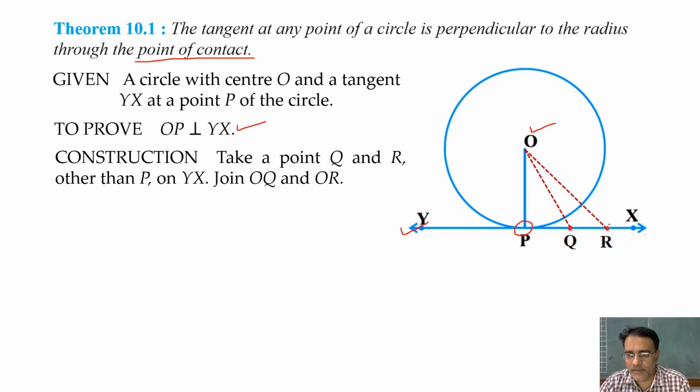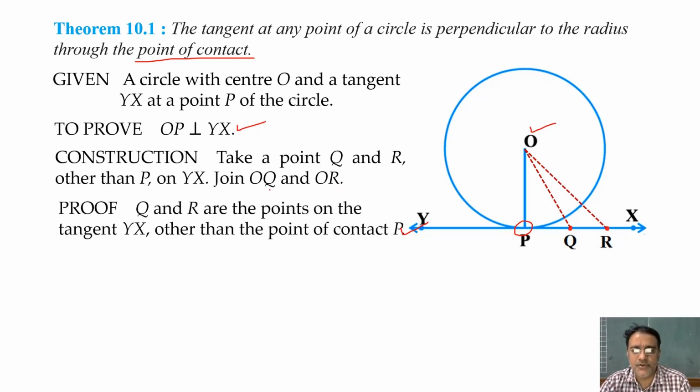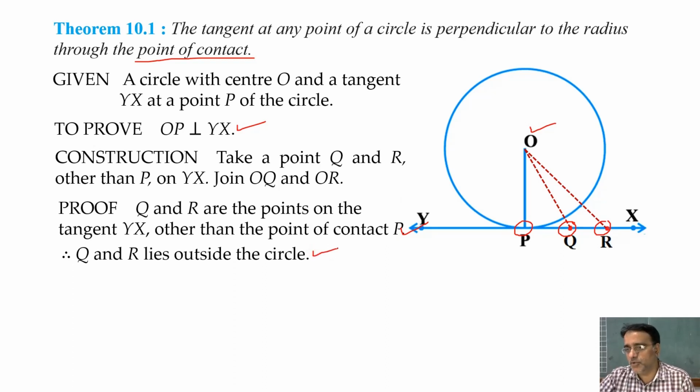Now we are going to start the proof. So Q and R both are lying outside the circle. These two points are outside the circle, right? So what we can conclude is that OQ is greater than OP. The radius is smaller, and if the point is outside, the distance will be greater, okay. Q and R lie outside the circle. OQ and OR both are greater than OP, or in other words we can say that OP is less than OQ and OP is less than OR.